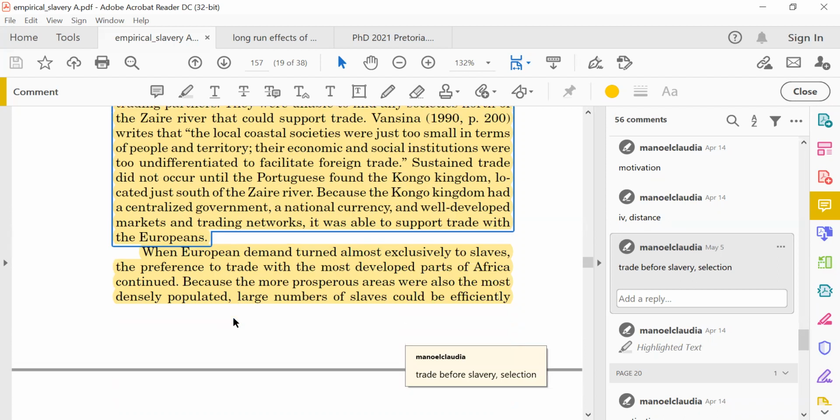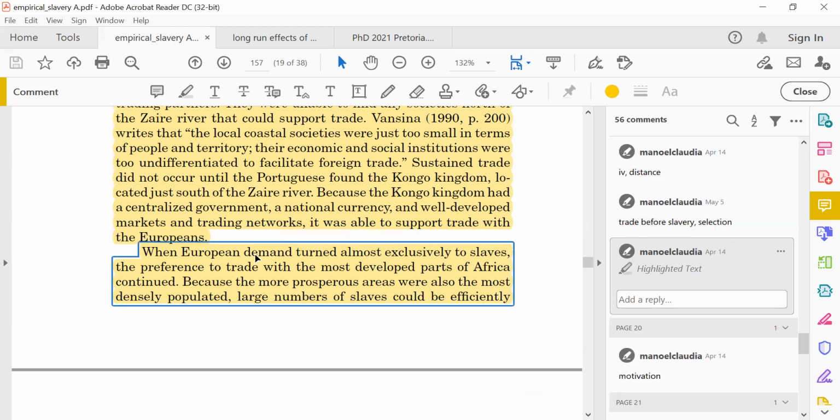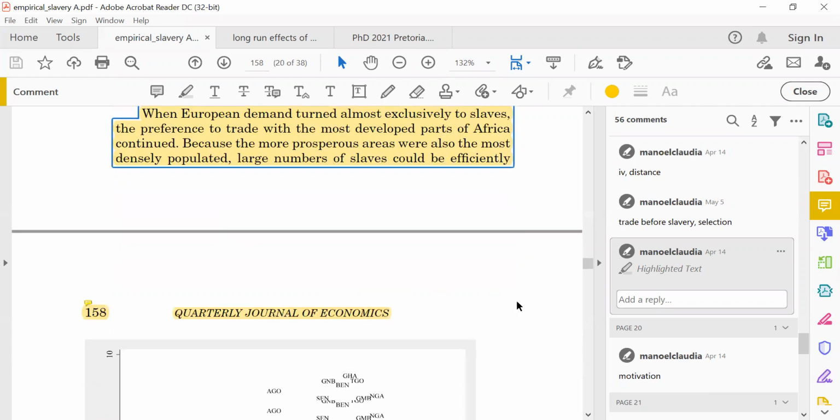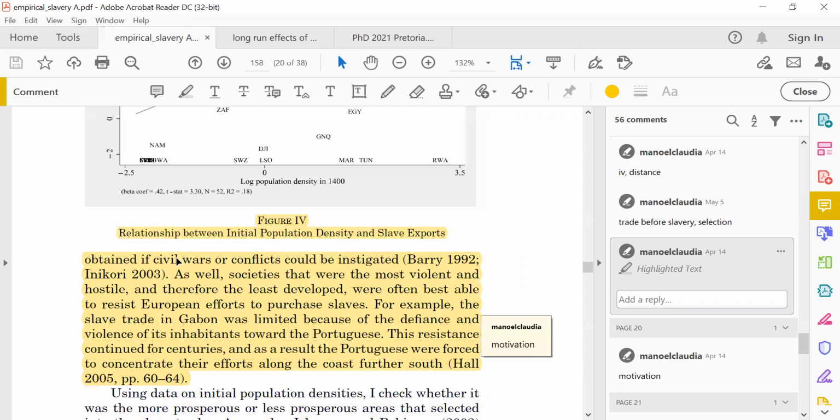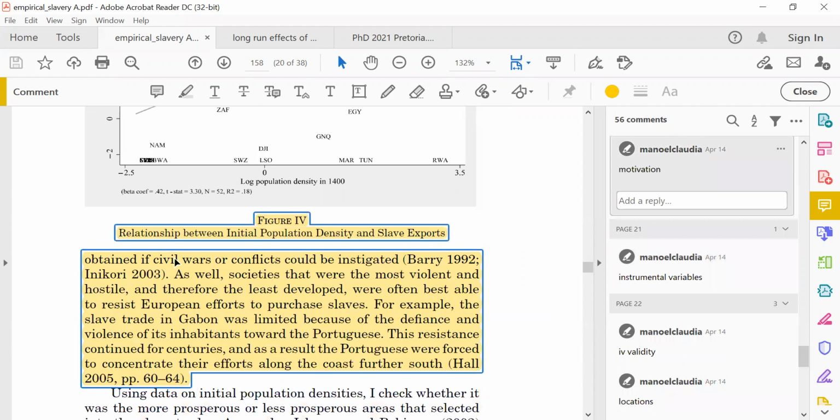When European demand turned almost exclusively to slaves, the preference to trade with the most developed parts of Africa continued. He's explaining also why the most prosperous areas selected into slavery: they were also the most densely populated, because it was a matter of numbers, right? Large numbers of slaves could be efficiently and easily obtained if civil wars or conflicts could be instigated.